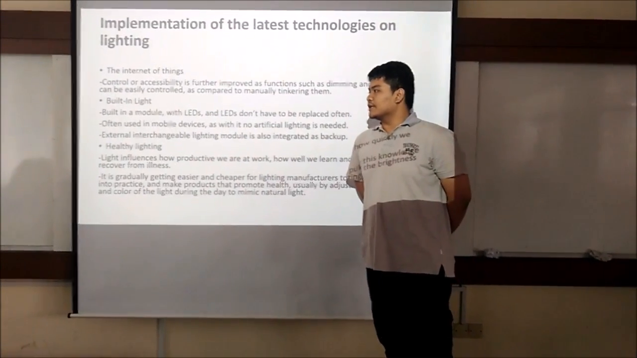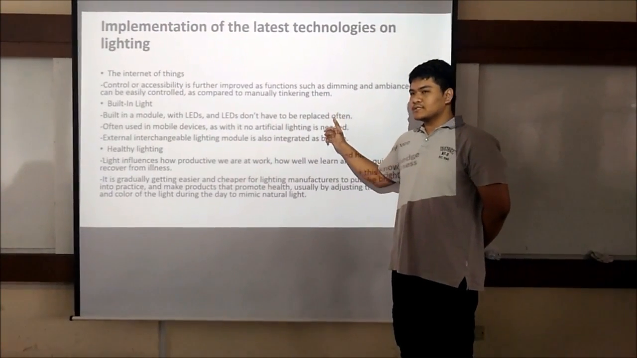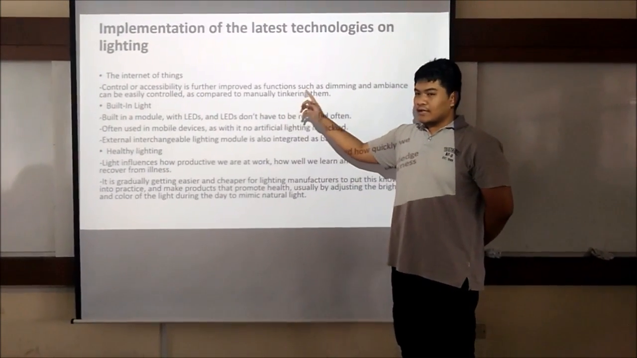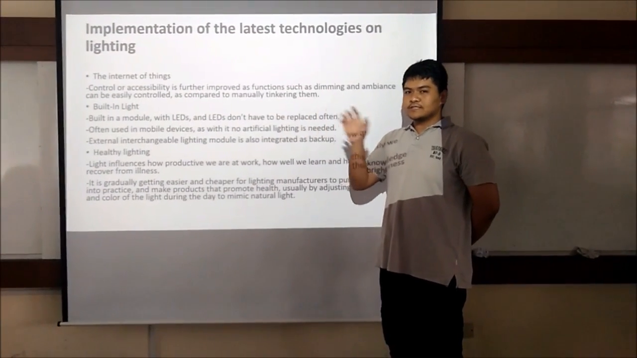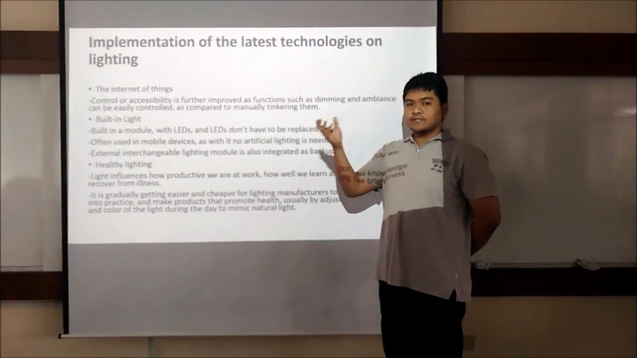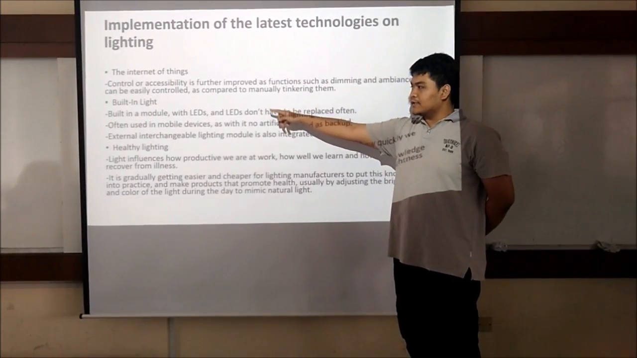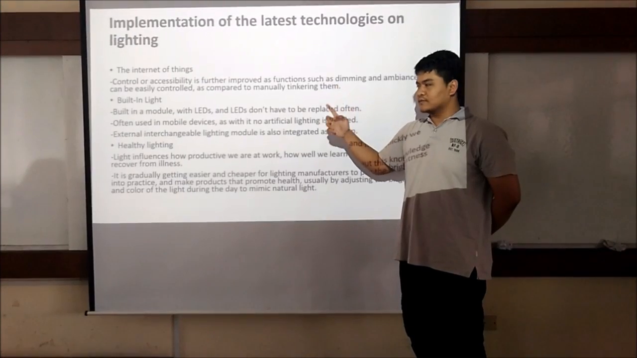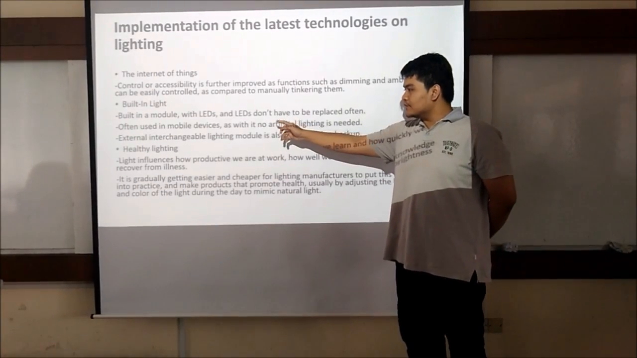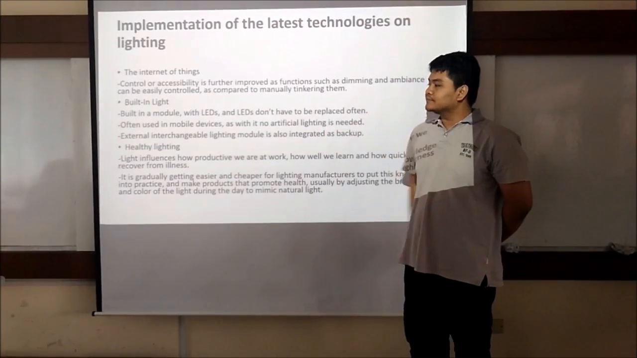Okay, the second one is the built-in module with LEDs. And the LEDs don't have to be replaced often. This is the point, because modern lighting now has a built-in LED module, and also an external interchangeable module, as maybe there are part failures in the external module. So the built-in LED light will be used instead of the external module. This is often used in mobile devices. As we read, no artificial lighting is needed. This is explained as a backlight device.